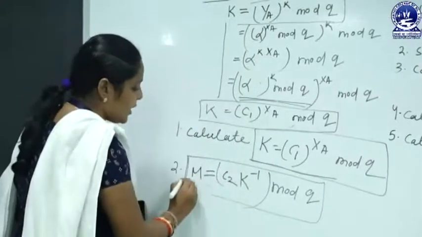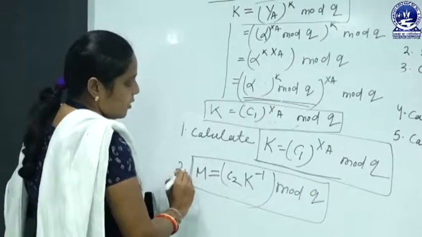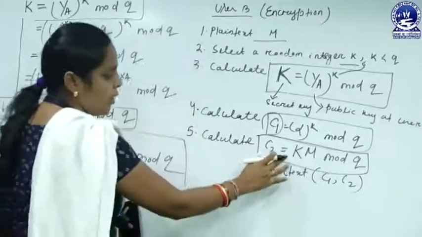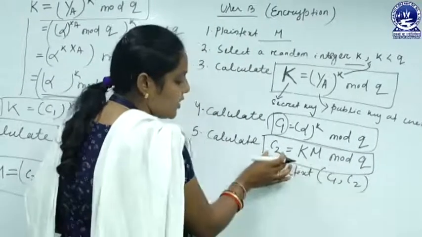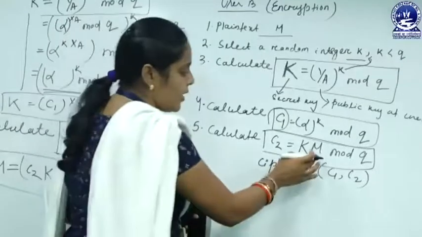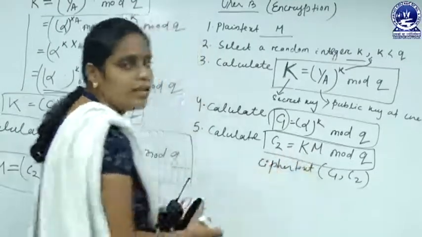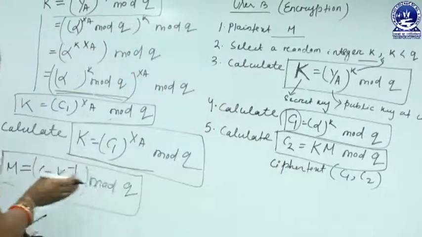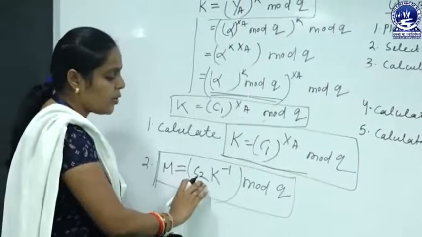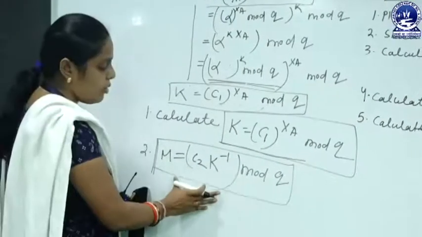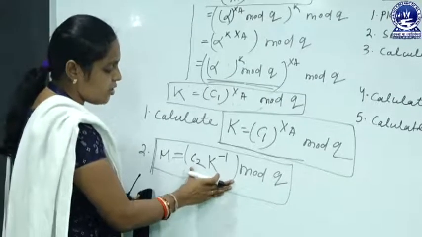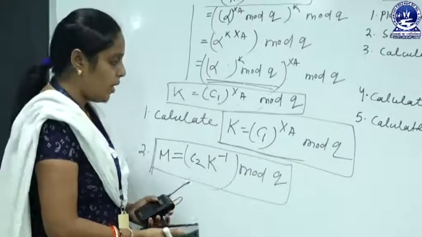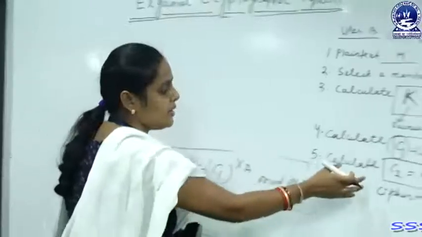Now look at the encrypted message. Here the encrypted message is C2 equal to km mod q. Here C2 is our ciphertext, m is our plain text and k is the secret key. From this ciphertext we generate our plain text, m equal to C2 k inverse mod q. Now look at this equation, how this value gives us the plain text m.